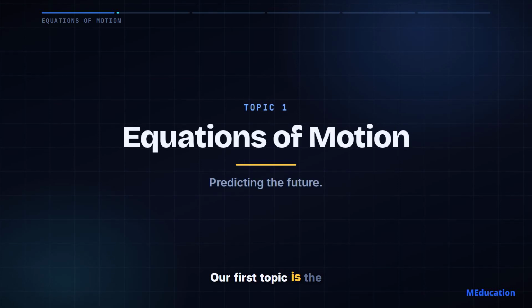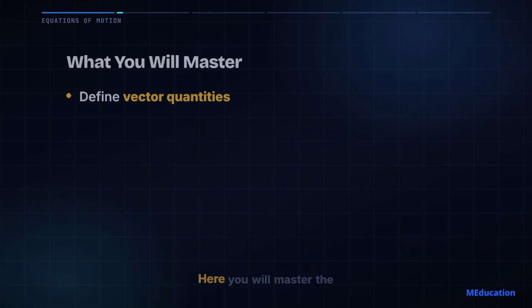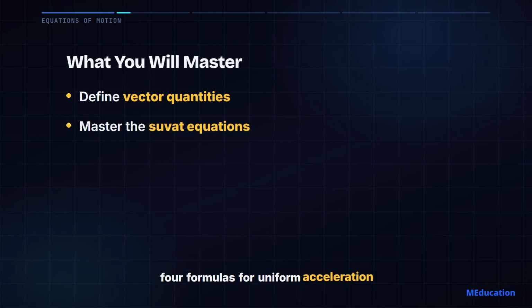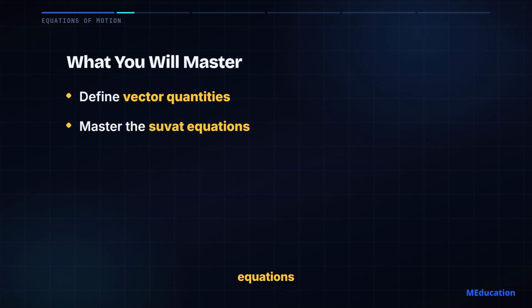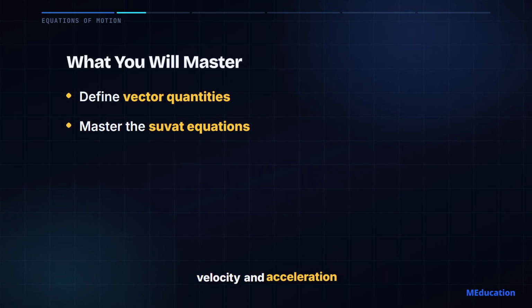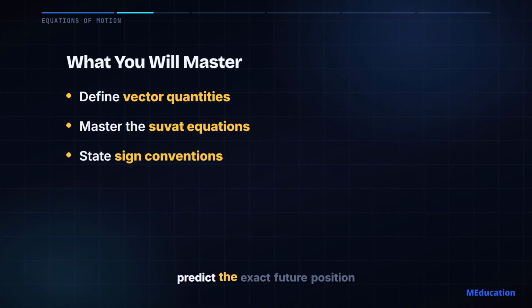Our first topic is the equations of motion. Here, you will master the four formulas for uniform acceleration, commonly known as the Suvat equations. You will learn to precisely define vector quantities like displacement, velocity, and acceleration. More importantly, you will use them to predict the exact future position and speed of an object.